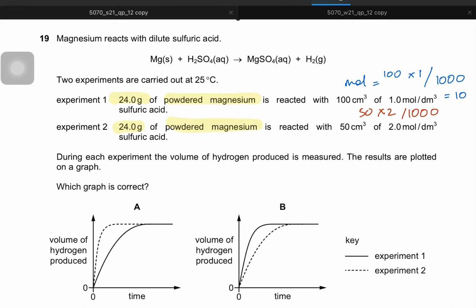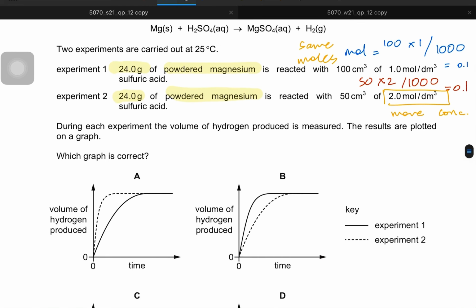I should correct it: 0.1, and again 0.1 over here as well. Both have the same moles. You can see same moles of the acid in both cases, but experiment 2 is apparently more concentrated. You notice that the number of moles is the same, so the product should be the same, the graph should reach the same height, but experiment 2 should be faster.